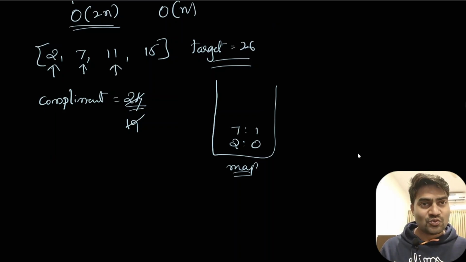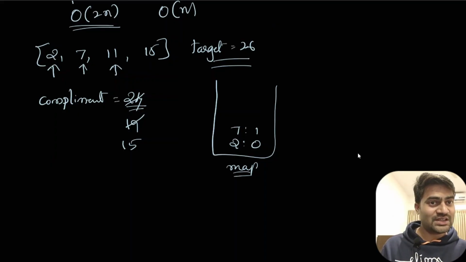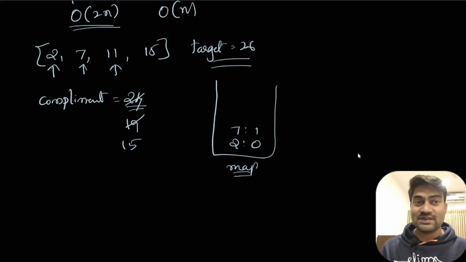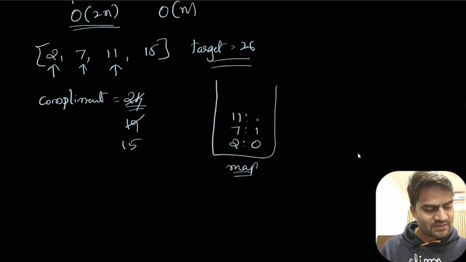Now I move to 11, and if you see the complement, it is 15. Correct, right? But according to us, 11 and 15 are the complements. So if that is the case, we expect something in the map, right? So we don't get the second number at the first go itself. We will have to pass through the first number, then only on the second number's occurrence will we get the first number. That's the beauty here. Okay, so now I don't find 15. So I will simply push my 11 with its index and move to the next number.